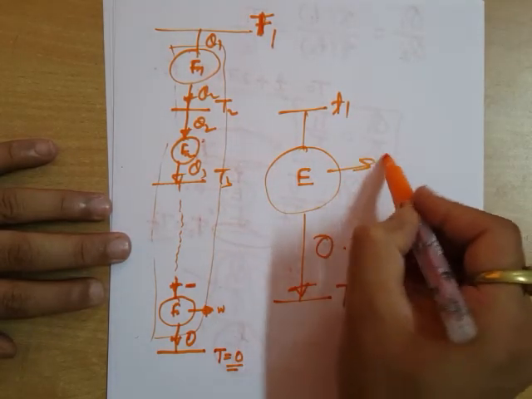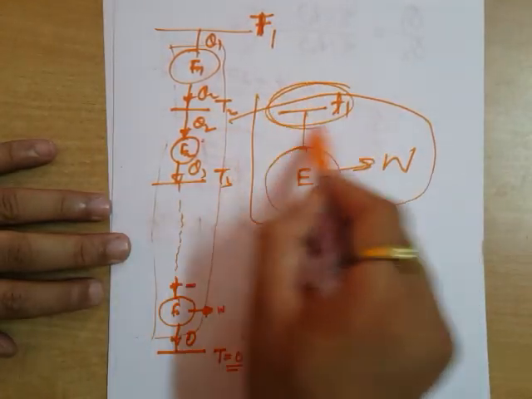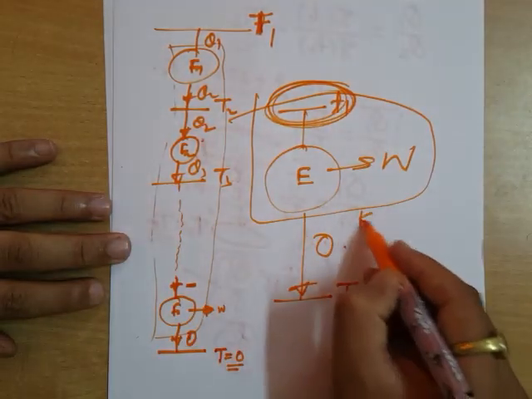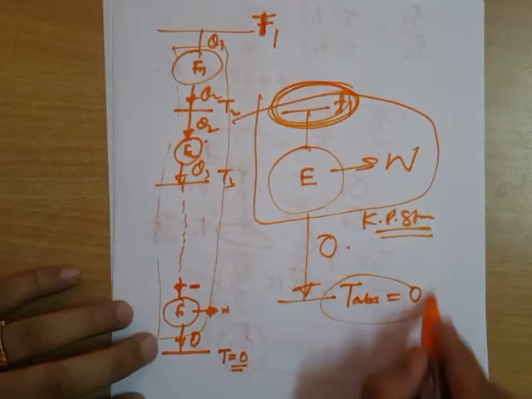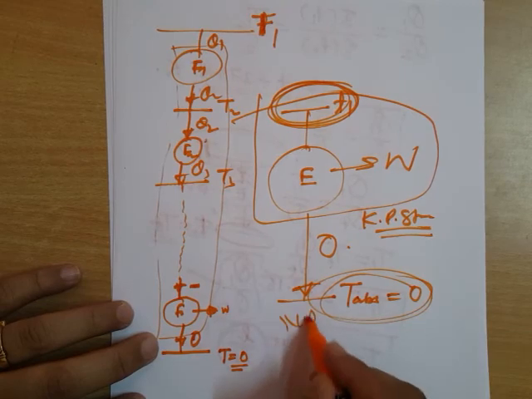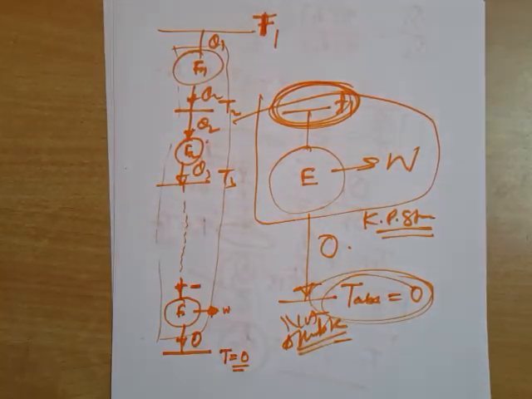Hence, you are forming an engine which is working with a single fixed reservoir. That is the violation of Kelvin Planck statement. Hence, this absolute zero temperature is not attainable. You cannot attain this absolute zero temperature in a finite number of cycles, or even in an infinite number of cycles, because if you can do this, then you will violate Kelvin Planck statement.